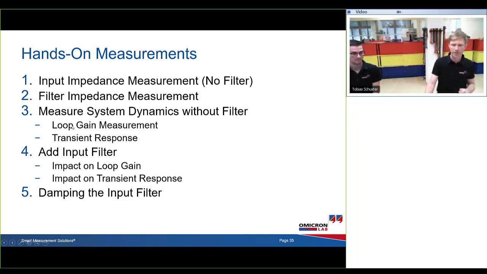Then we will measure the loop gain of the system without the filter and the transient response of the system without the filter. Then we will add the input filter, check the impact on the loop gain and on the transient response, and then we'll add the damping to see how the damping again improves the system.